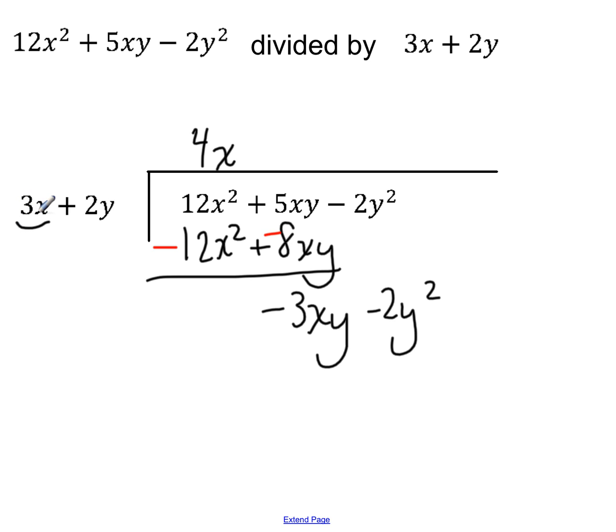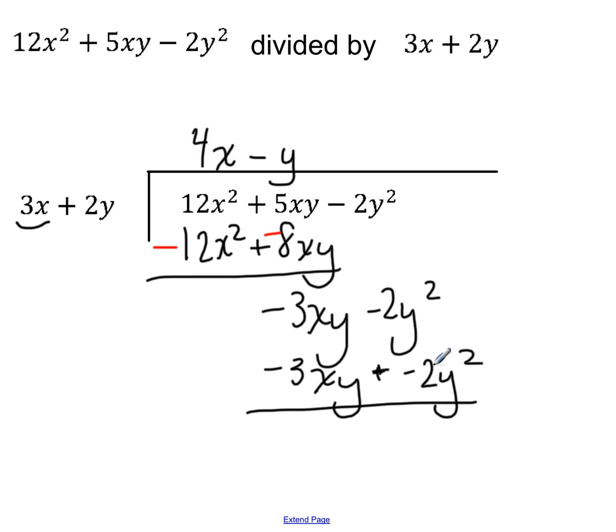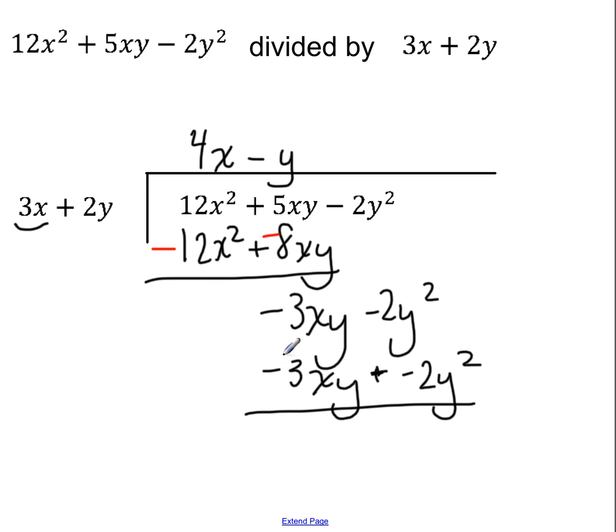Now I'm multiplying 3x times what to give me negative 3xy? How about a negative y? Negative y times 3x gives me negative 3xy, minus, not plus, or I'll do plus negative 2y squared. If I change my signs, I get 0. So this is my final answer.